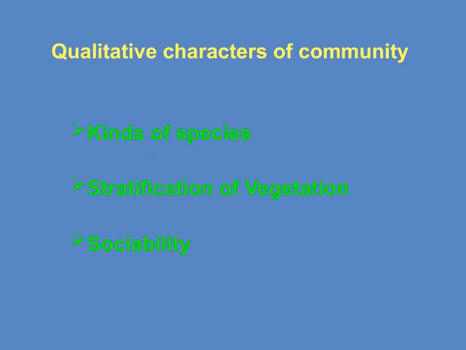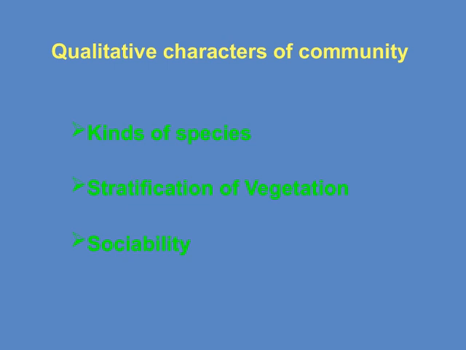Now, let's explore the qualitative characters of a community. First, we look at the different kinds of species that make up the community. This diversity is crucial because it influences how the community functions and adapts to changes. Next, we consider the stratification of vegetation, which refers to the layers of plant life, like the ground cover, shrubs, and canopy trees. This stratification affects habitat availability and the overall structure of the ecosystem.